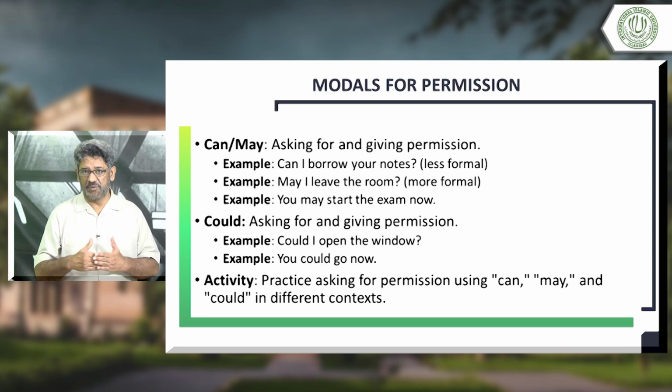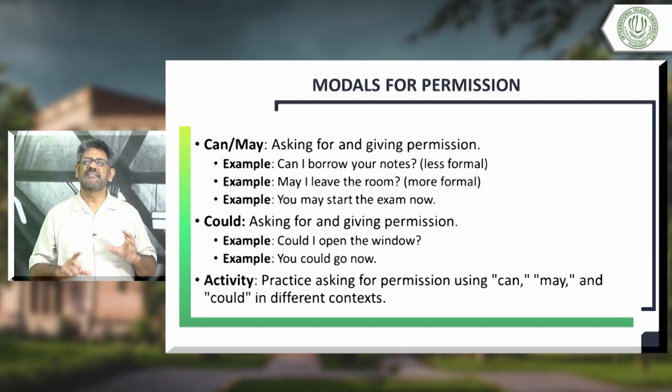Why? There is a formal relationship between the student and the teacher. So they say, may I go? May I go now? May I leave the class? That's how we use it. Now, remember the subtle difference. Can is less formal, may is more formal. So you should know the situations where you can use these. Example, you may start the exam now.